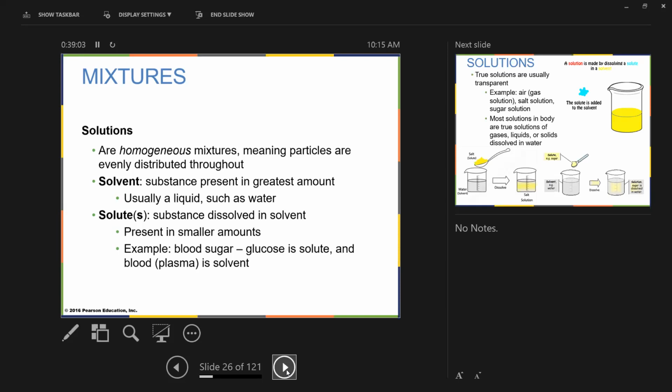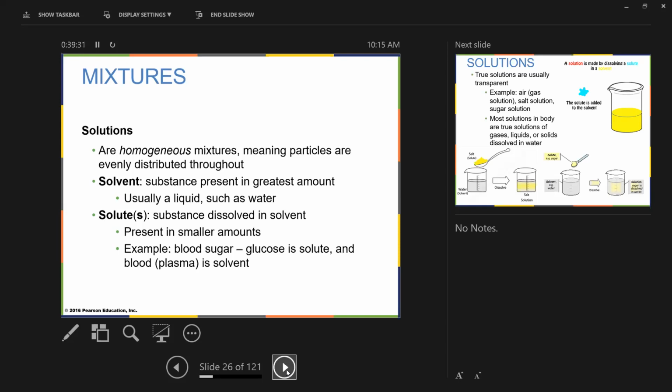Solvents are the dissolving medium. A solvent will dissolve things. Water is considered the universal solvent. We pay attention to this because our bodies are 70% water. And all of our chemical reactions in our bodies take place in water.